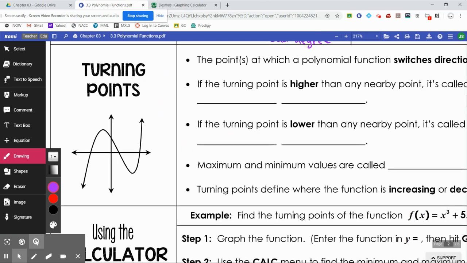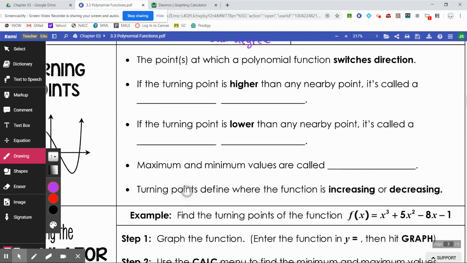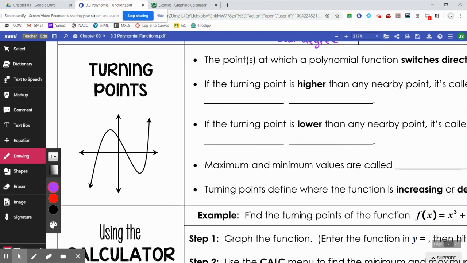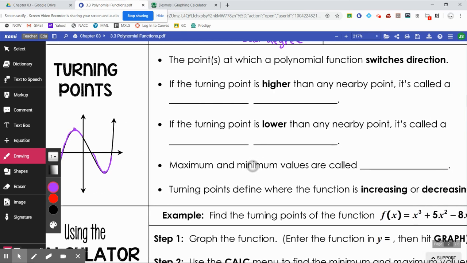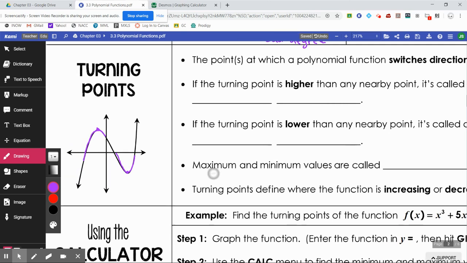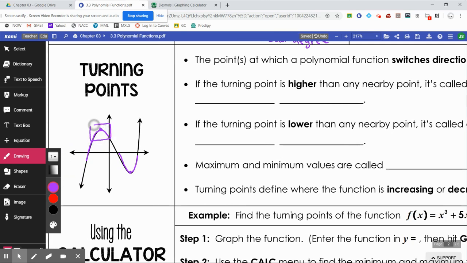Okay, next up, we're going to be talking about turning points. Turning points are the points at which a polynomial switches direction. So in this first example, notice your polynomial is going uphill and then it turns to downhill. This is a turning point. Or it's going downhill and then it switches to uphill. That's a turning point. Again, all of these are a review of previous concepts.